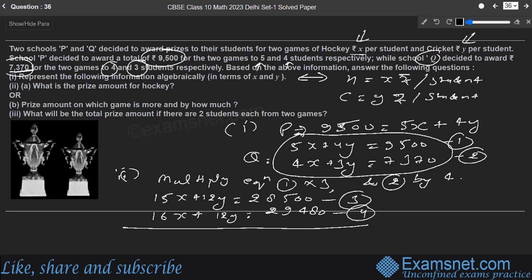So 12y becomes common, so we can subtract those two equations. If we subtract, the x value is coming out to be 980. So x value was the value of the award for hockey for each student. That's what was asked. What is the prize amount for hockey? The prize amount for hockey is nothing but 980. So the answer is done.